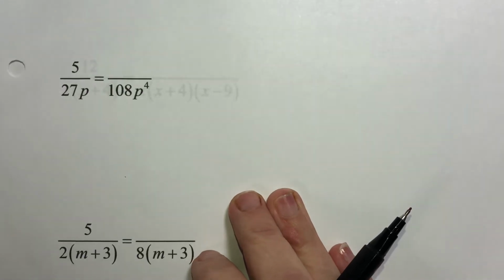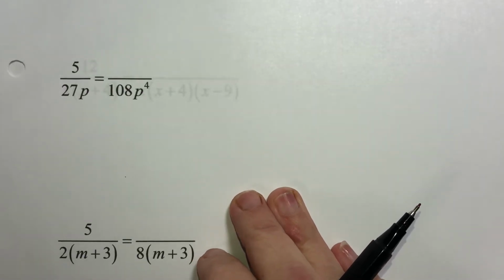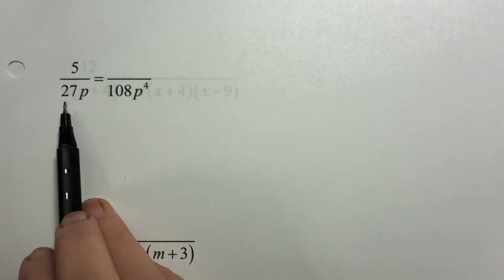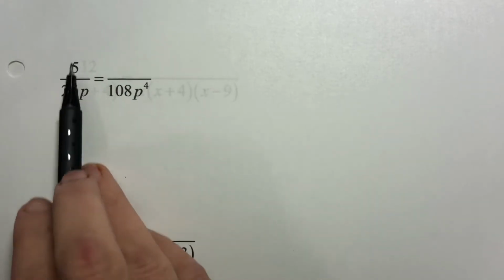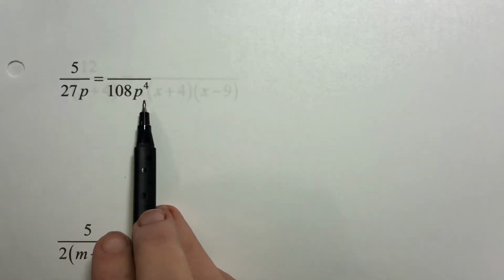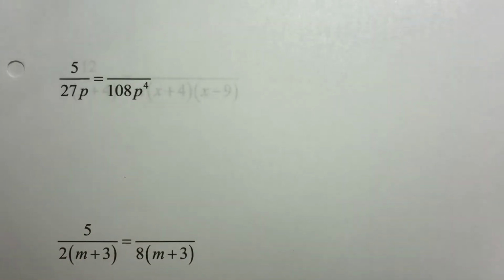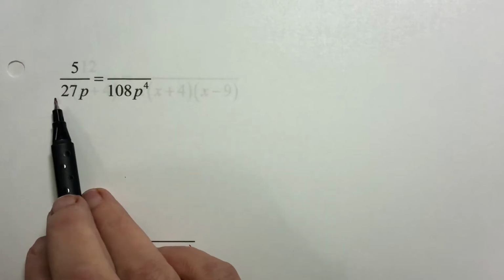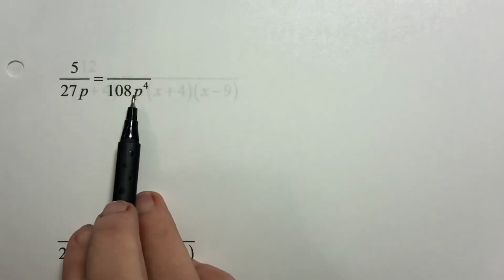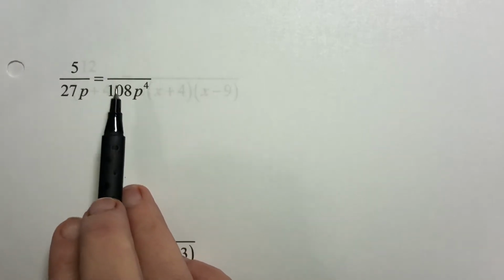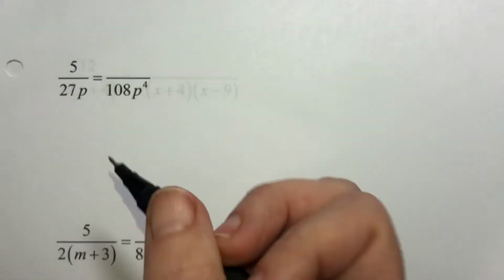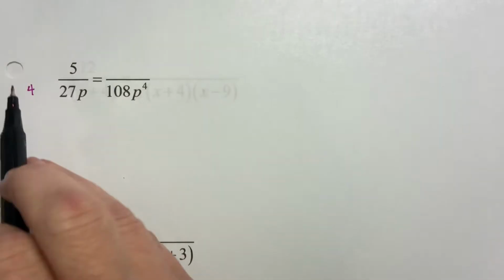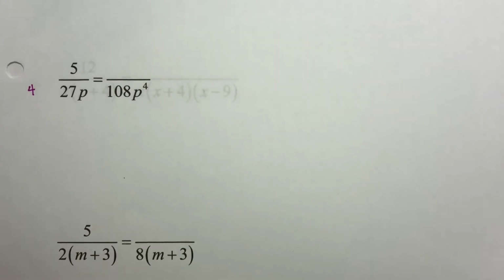This is section 7.3, part 3. We have been asked to rewrite this fraction with a denominator of 108p to the 4th. Now, what you should do is, chances are you can multiply 27 times something to get 108. So use your calculator, do 108 divided by 27, and you find your answer is 4. So 4 times 27 is going to give us the 108.